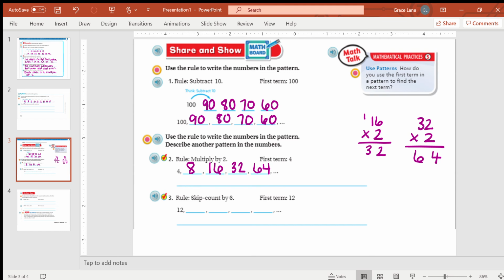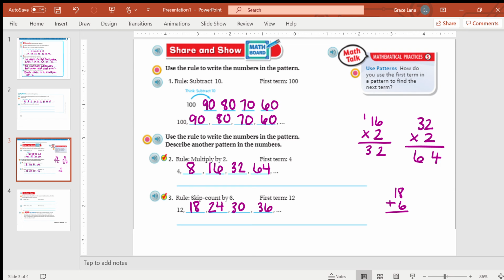For number 3, it says skip count by 6. The first term is 12, so skip count by 6. Count by 6 starting with 12. So add 6. 12 plus 6 is 18, plus 6 more. You could use your fingers, or you could literally add if you want, or you could just count in your head. 24 plus 6 more would be 30, plus 6 more is 36.